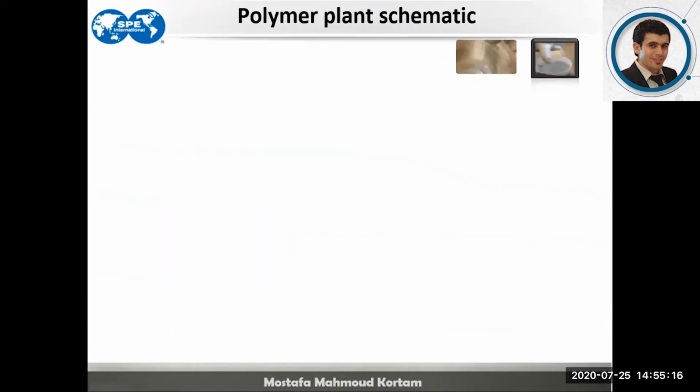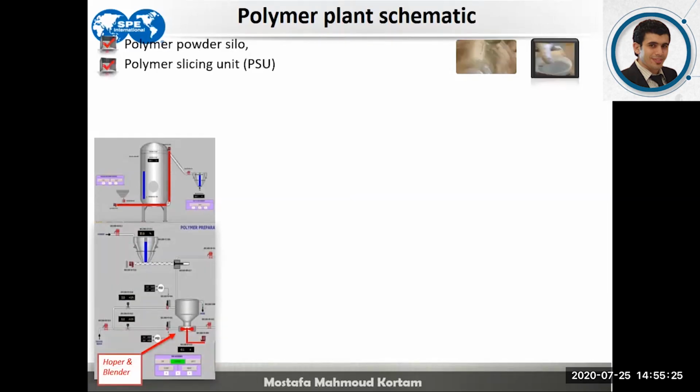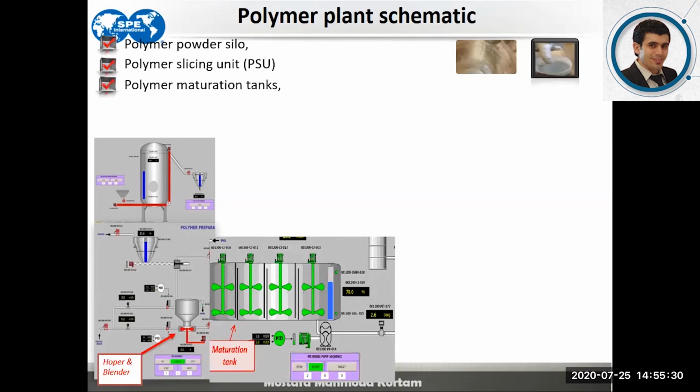So as you see, this is the schematic of the plant that was designed for this particular project. That is a polymer powder silo. This is a screenshot from the DCS system. That is a blender or hopper that is used to accumulate the powder. That is a polymer slicing unit where we are mixing the mother solution, and the polymer maturation tanks are responsible for providing a stagnant, stationary time to achieve a good viscosity.